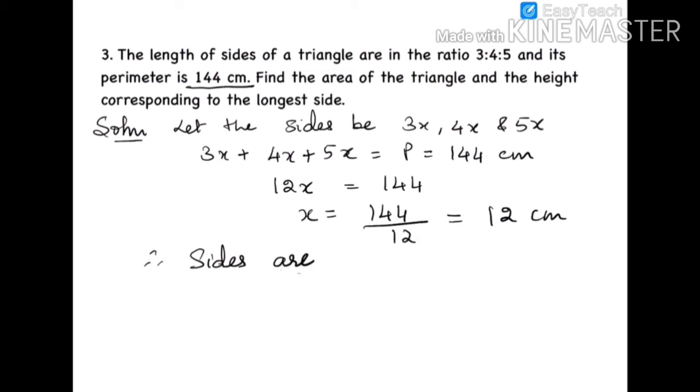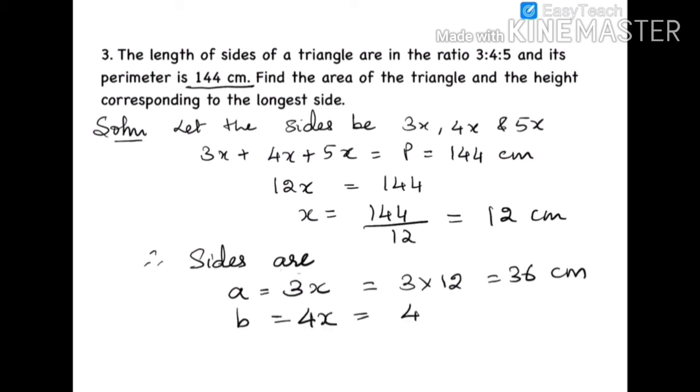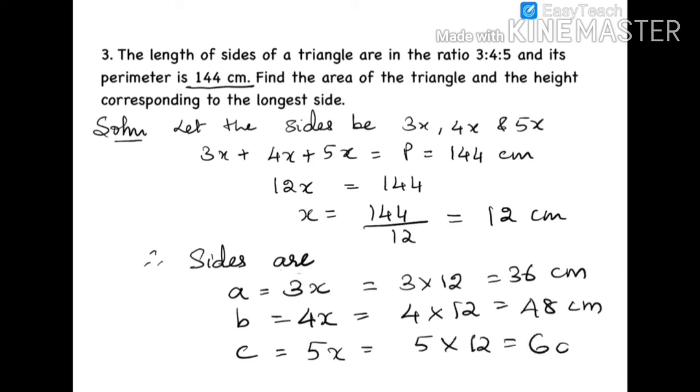Therefore, the sides of the triangle are, let's say the first side is 3x, which is A. That will be 3 times 12, that is 36 centimeters. B is 4x, that is 4 times 12, that is 48 centimeters. And C is 5 times x, so 5 into 12 is 60 centimeters. So, now we have all 3 sides of this triangle and the longest side is 60 centimeters and we have to find the height to this side.